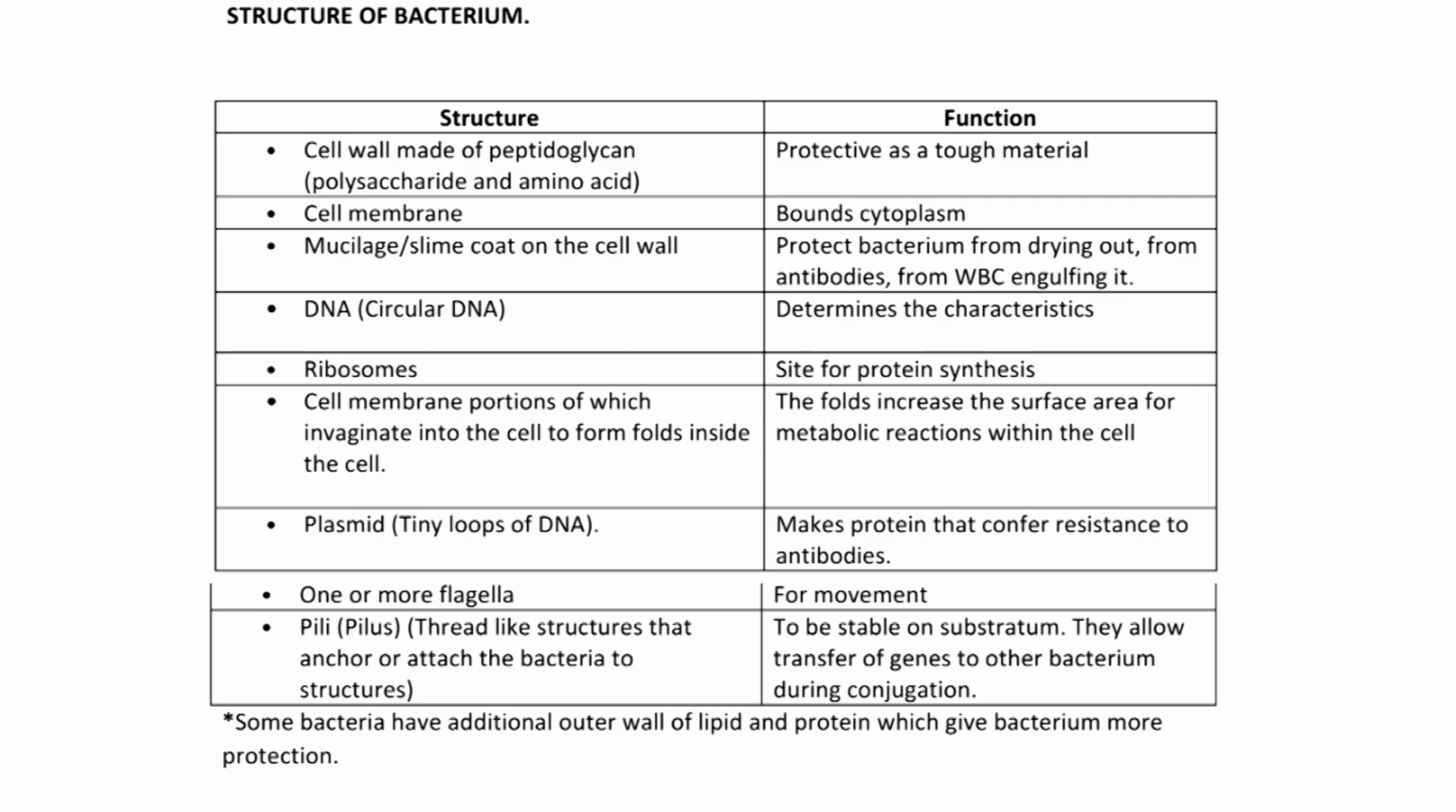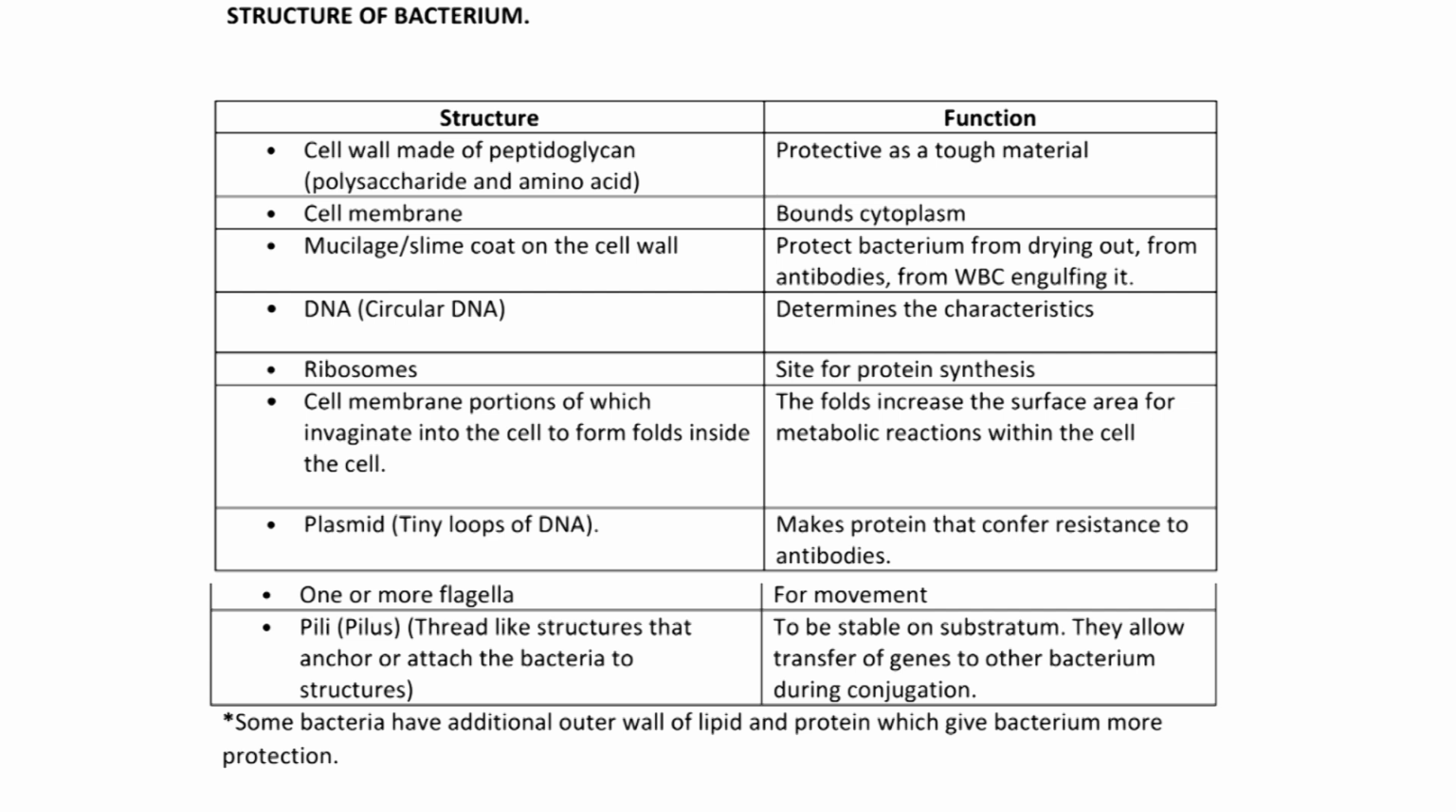Now, we want to look at the functions of the various structures we have mentioned. So you have the wall, the cell wall of peptidoglycan is protective, tough. The cell membrane bounds the cytoplasm. The mucilage protects the bacteria from drying out. It also protects it from antibodies. All right, it's protective. The circular DNA determines the characteristics. The cell membranes and infoldings increase the surface area for metabolic reactions.